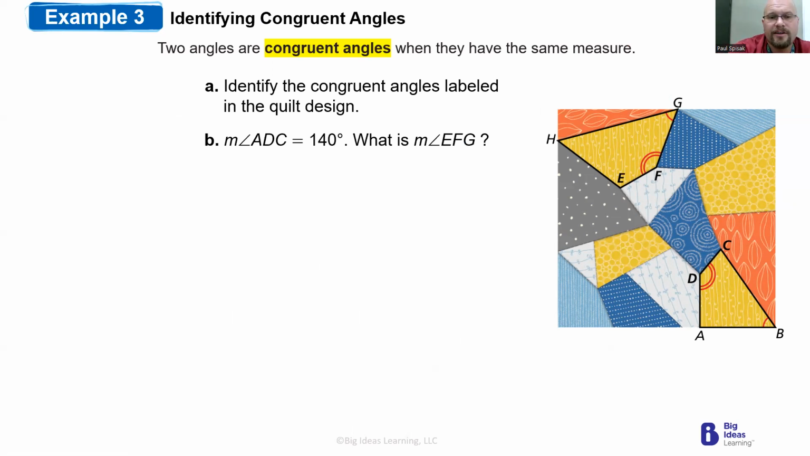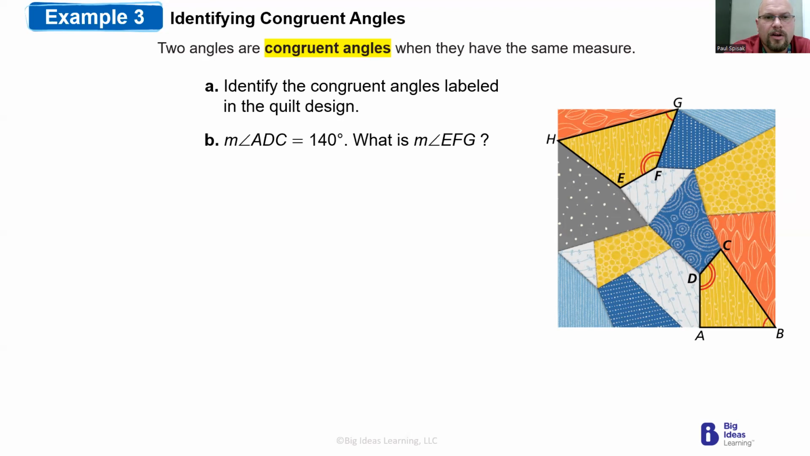If you look at the diagram, we have a couple different things marked with these red arcs. Those arcs are a way of saying congruent when dealing with angles. So just like we had the tick marks on our segments, when we're dealing with angles, we have arcs. So two arcs are congruent when they have the same measure. Identify congruent arcs labeled in the diagram.